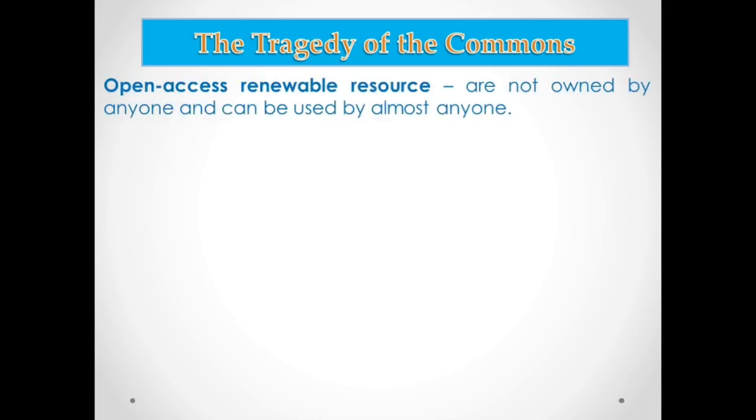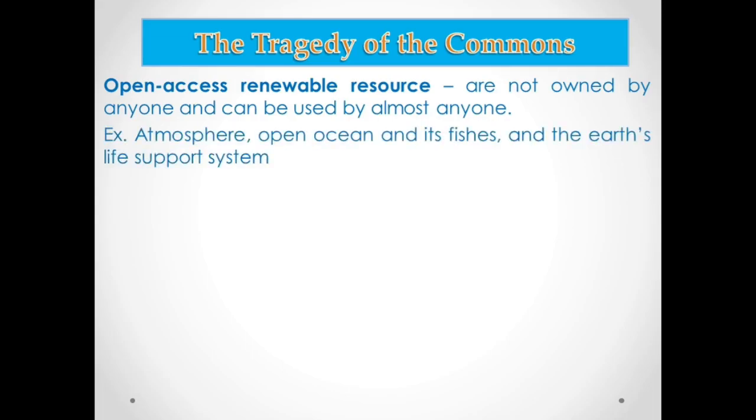Now let's move on to what we call the tragedy of the commons. So what is the tragedy of the commons? We are degrading the commonly shared renewable resources, and we call this the tragedy of the commons. Some renewable resources, known as open access renewable resources, are not owned by anyone and can be used by almost anyone. Examples are the atmosphere, open oceans and their fishes, and the Earth's life support system.